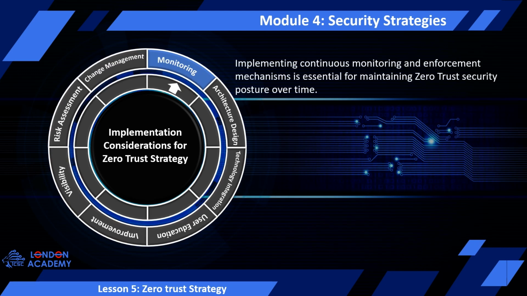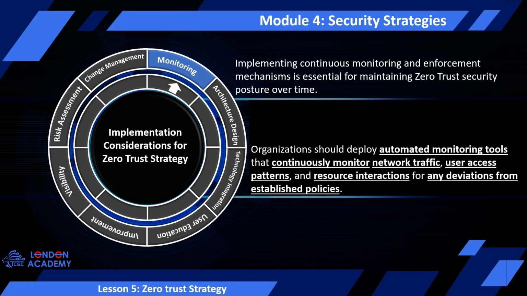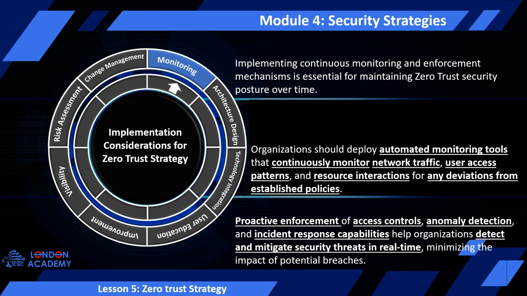4. Continuous monitoring and enforcement. Implementing continuous monitoring and enforcement mechanisms is essential for maintaining zero trust security posture over time. Organizations should deploy automated monitoring tools that continuously monitor network traffic, user access patterns, and resource interactions for any deviations from established policies. Proactive enforcement of access controls, anomaly detection, and incident response capabilities help organizations detect and mitigate security threats in real time, minimizing the impact of potential breaches.